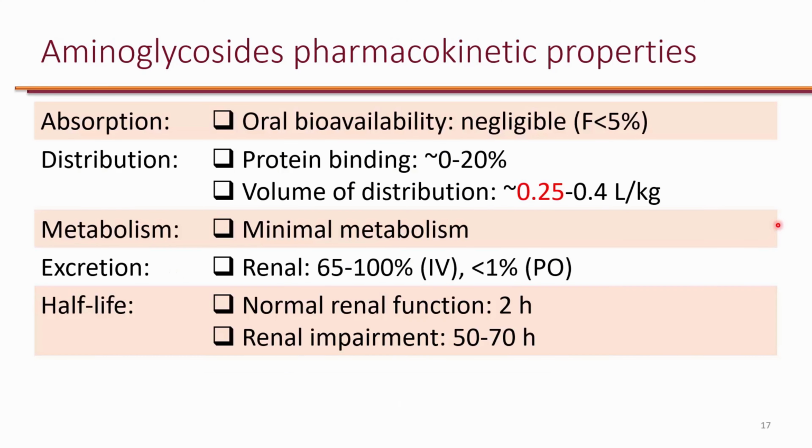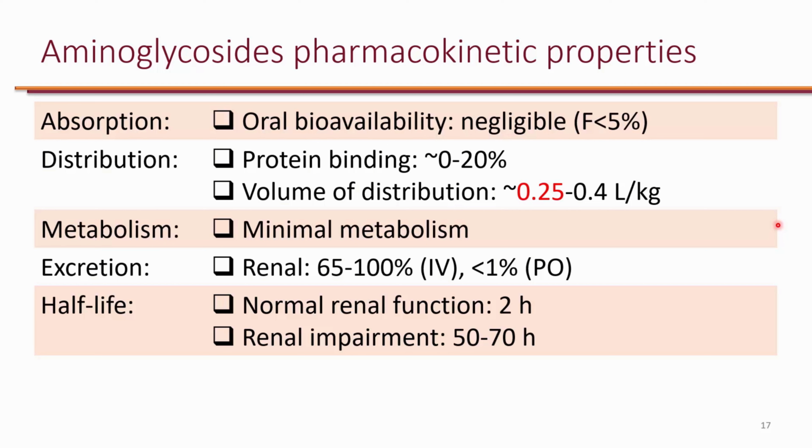Bioavailability of aminoglycosides is negligible. Basically, less than 5% is absorbed. Therefore, the majority of aminoglycosides are IV formulations. So oral formulations are typically not available because not enough of it is absorbed for systemic infection. So when we do use oral aminoglycosides, because it is not absorbed, it's primarily for GI purposes.